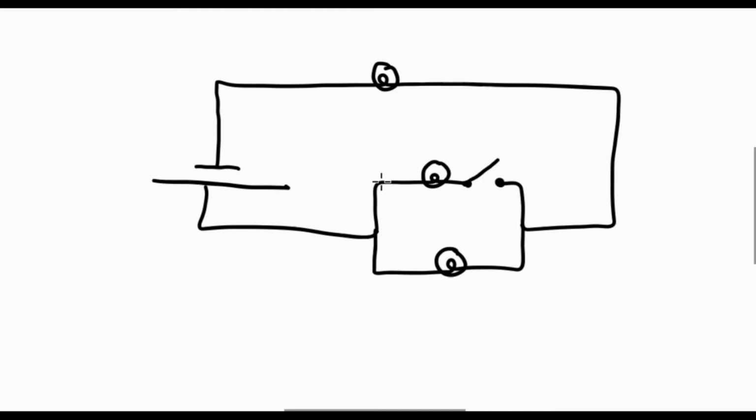Let's take a look. When the switch is open, it's as if this path isn't here, so let's get rid of it. Now, it's pretty obvious that these 2 bulbs are going to be at the same brightness, right?